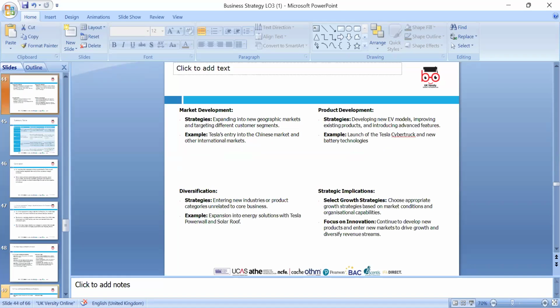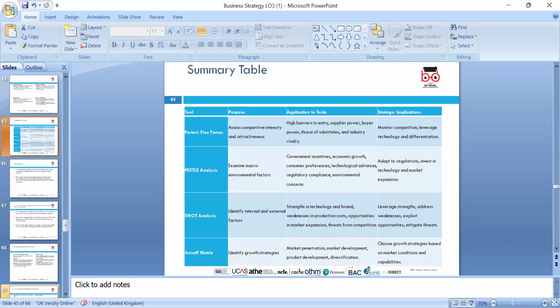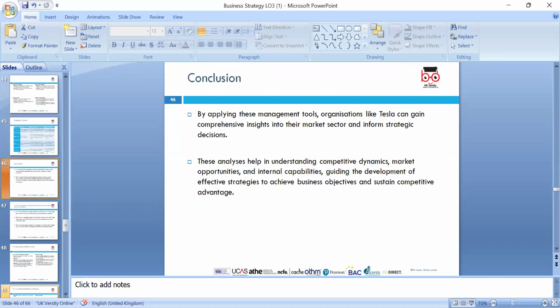So you can relate to the market development strategy: existing products for new geographic areas, targeting different customer segments like upper, lower, and middle class, making different models of the cars, so we can look around the Cybertruck and new product development, strategic implications, growth strategies, and focus on innovation, as we mentioned earlier. Then, of course, we can summarize into tables the four to five forces, PESTLE, and SWOT, and draw the conclusion in the light of these models.